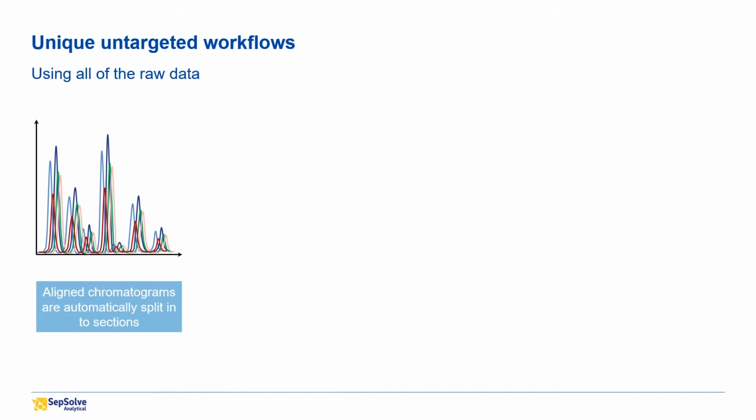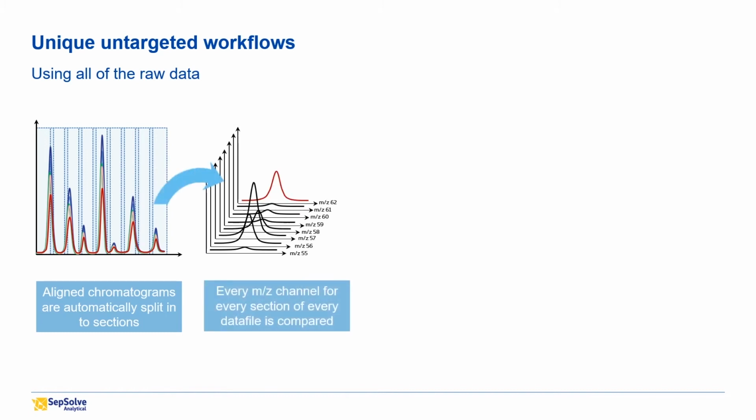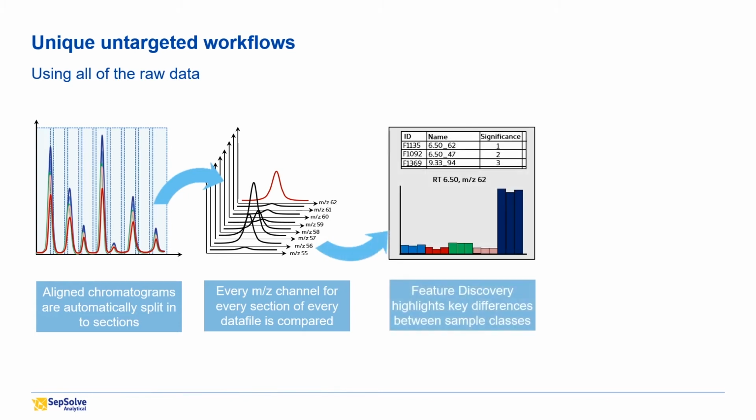So let's take a look at the untargeted approach in more detail. First, the chromatograms are aligned and then split into small sections or windows. And while I'm showing the 1D version here, this can be done for GC/GC data as well. Every MZ channel for every section is then compared across all of the samples, meaning that we make use of all of the raw data and reduce the risk of missing important details. Feature discovery is then used to highlight the most significant differences between sample classes, allowing these differences to be investigated and identified.